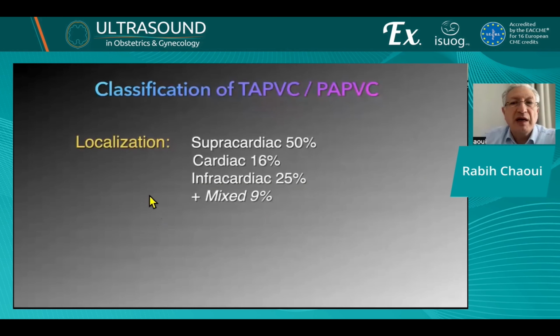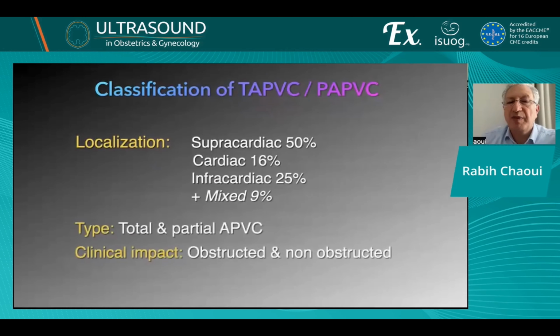So the localization, the classification, there are 3 or 4 groups. 3 groups are supracardiac, cardiac, or infracardiac, and 10% are a mixed group between some of these. They can classify it also in partial and total abnormal lung vein drainage, and also from a clinical point of view in obstructed versus non-obstructed. The obstructed ones are by far more severe, of course.